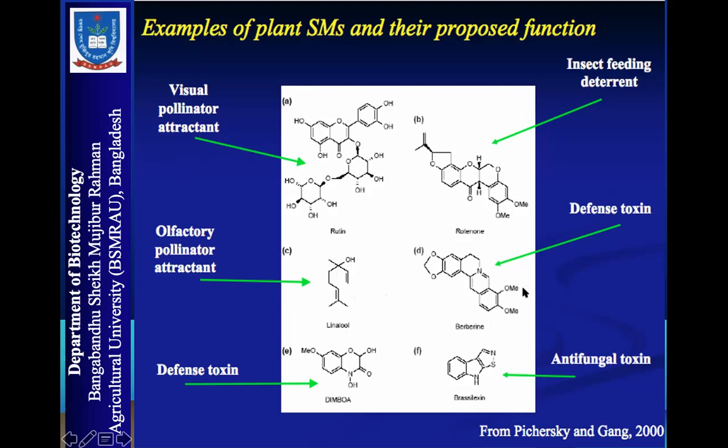Berberine, this is another plant secondary metabolite. It is a defense toxin, toxic for insects and herbivores. A similar toxin is DIMBOA, very simple structure, and brassilexin, an antifungal compound. These are some examples. There are lots of examples of defense as well as other functions of secondary metabolites.